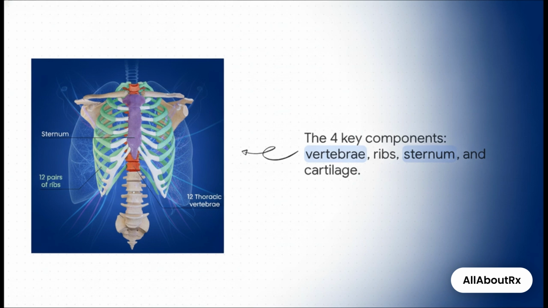You've got the 12 thoracic vertebrae anchoring the back, 12 pairs of ribs sweeping around the sides, the sternum locking it all down in the front, and the flexible costocartilages connecting those ribs to the sternum.